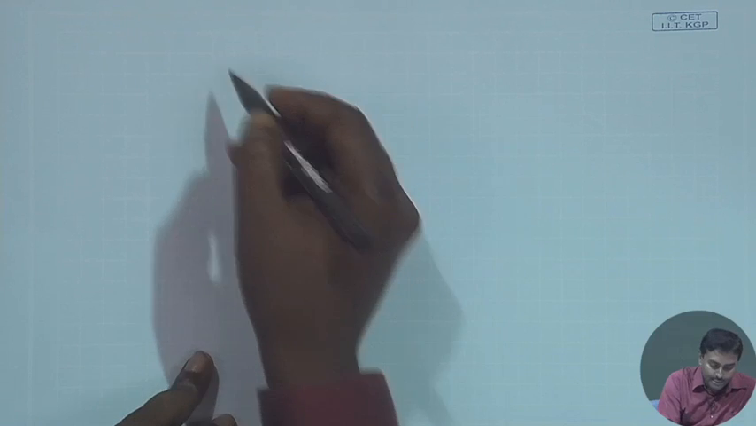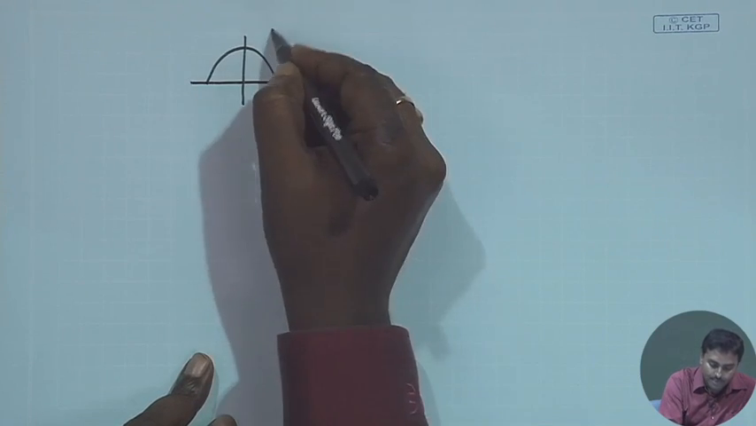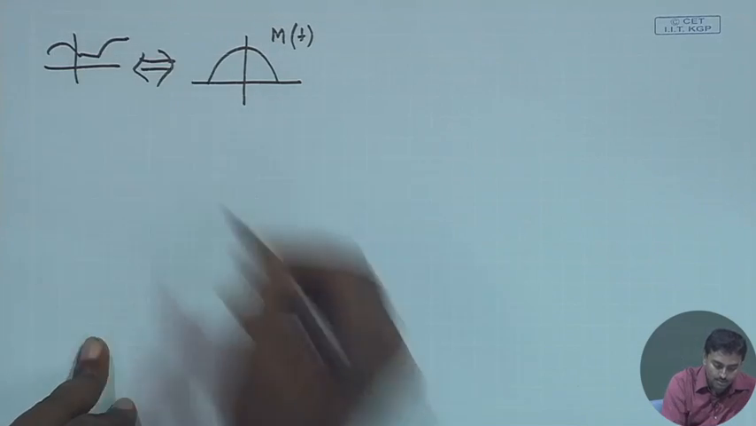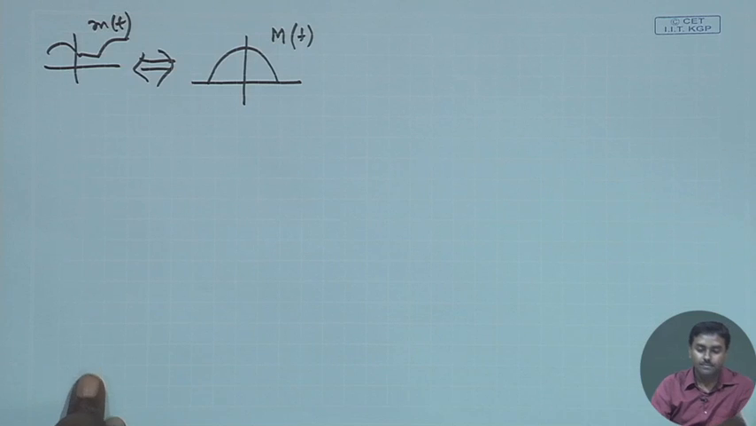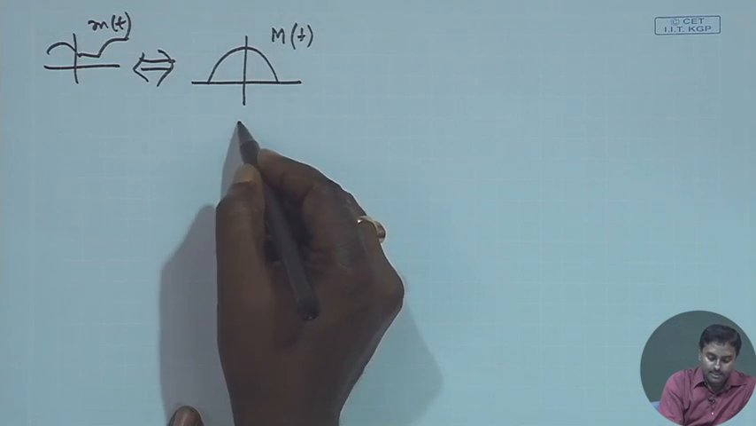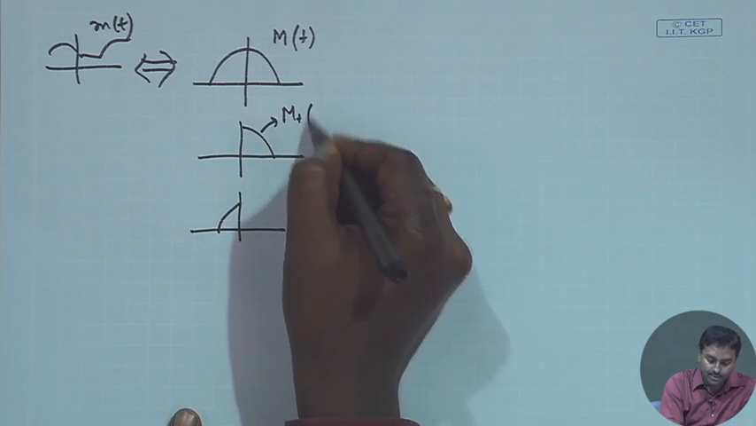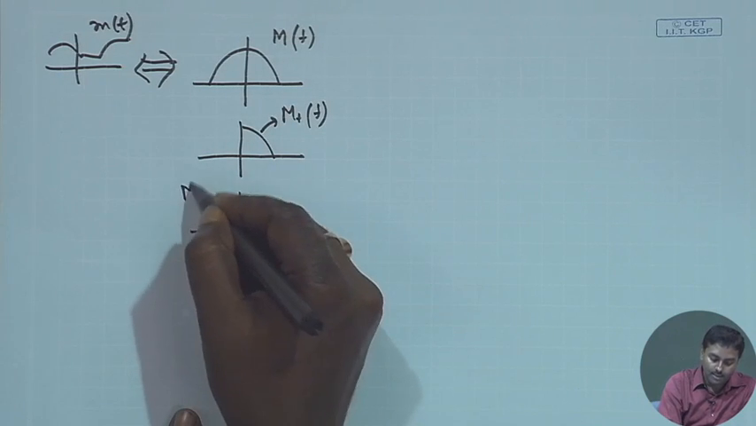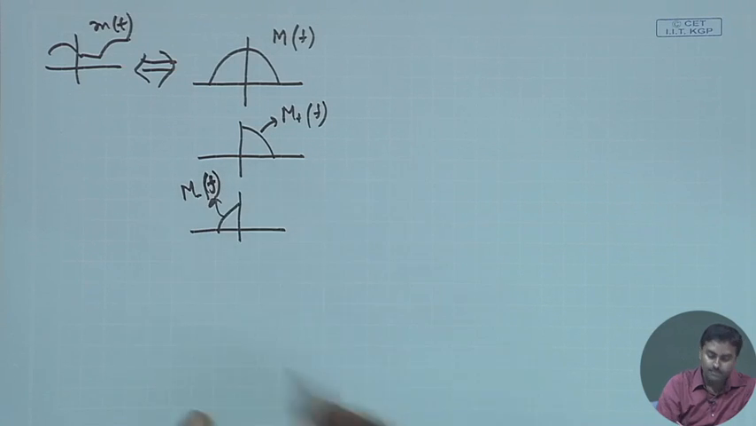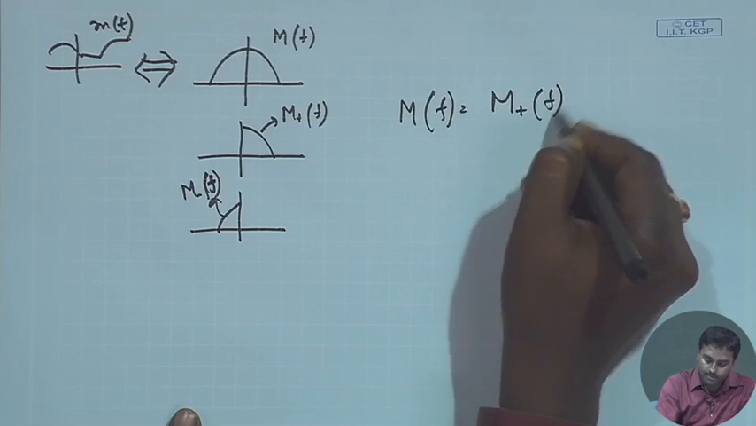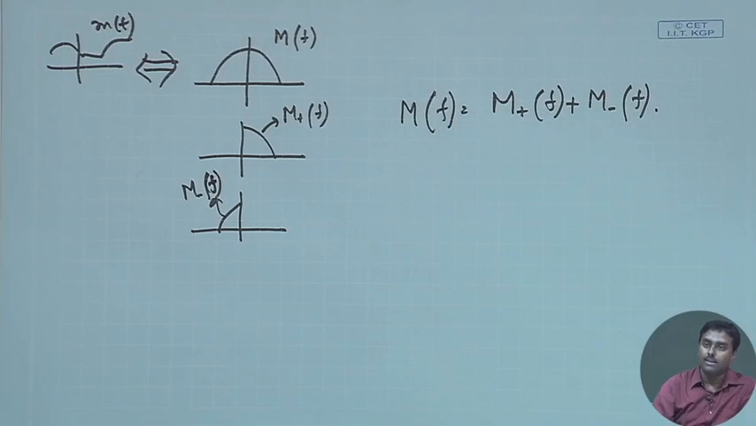So first let us go back to my original proposition, that a signal MF, which is a frequency domain representation of some MT. Let us say this is my MT. This signal can be represented as this plus this, where this is my M plus F and this is my M minus F, where I represent MF as M plus F plus M minus F.